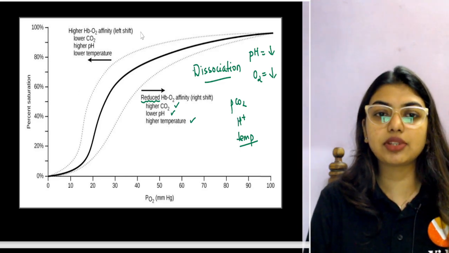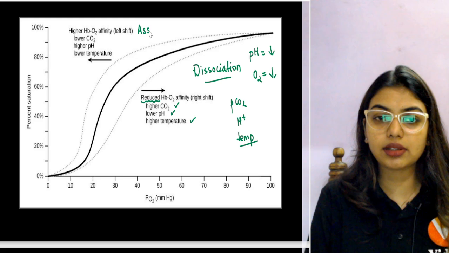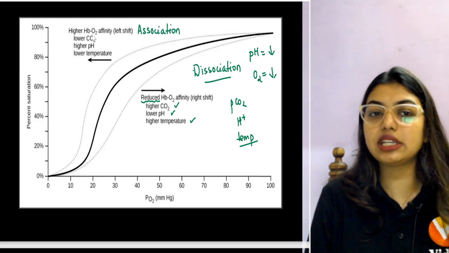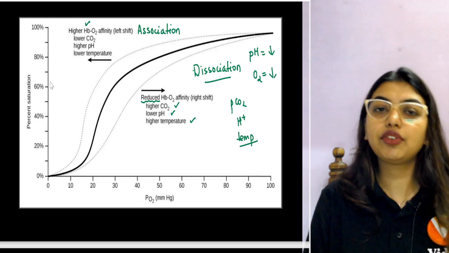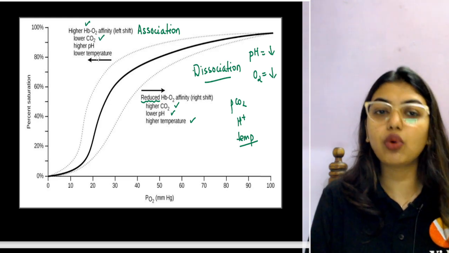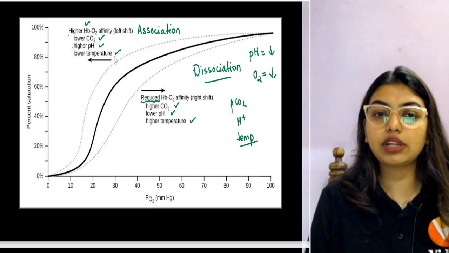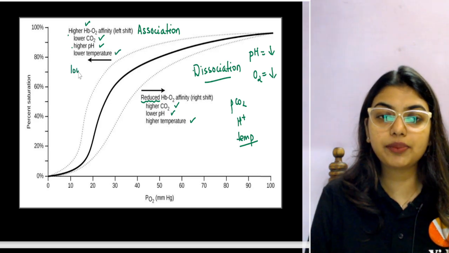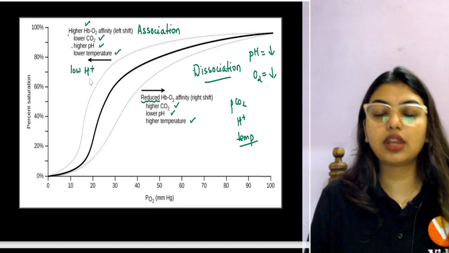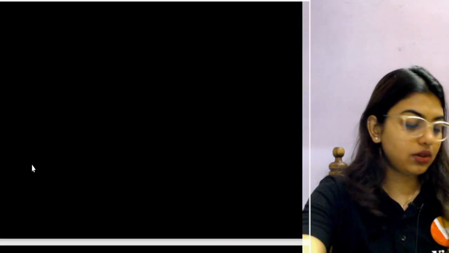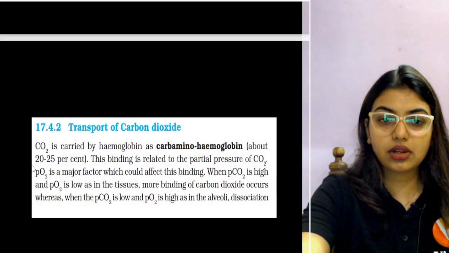Here, what is going to happen, students? Here association is going to happen. That is, binding chances are more when the affinity is more. So there will be high affinity of hemoglobin with oxygen because there is low carbon dioxide, higher pH, as I told you, these two will be the same, and lower temperature, and obviously lower H plus concentration. Okay, now the curve is clear, no?